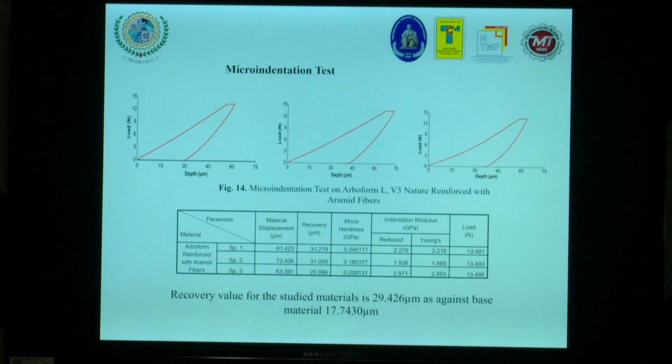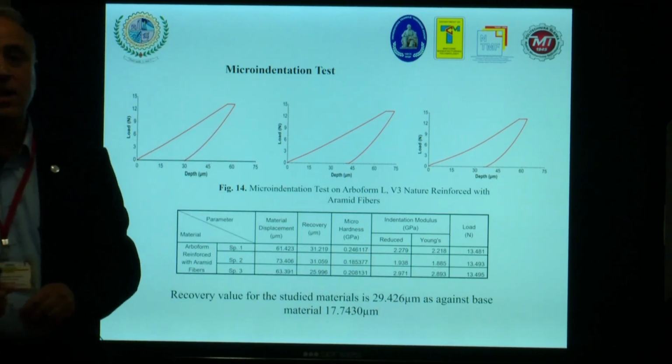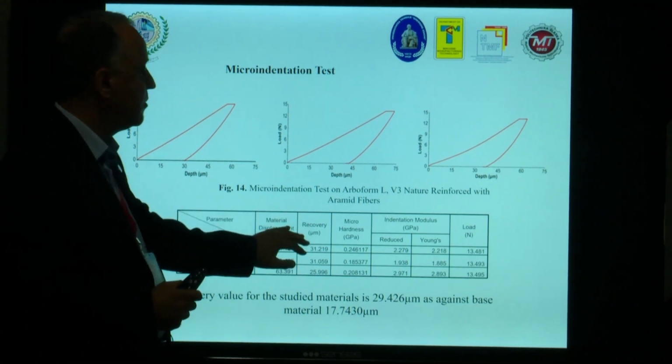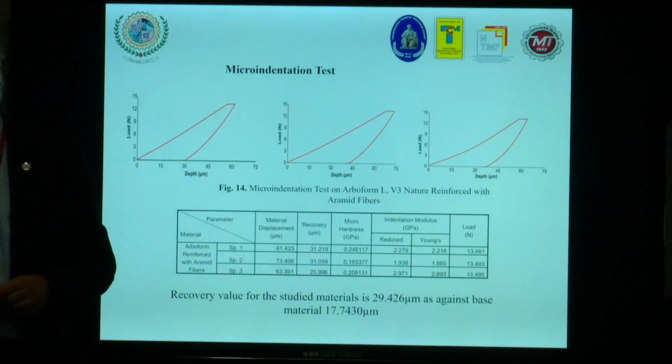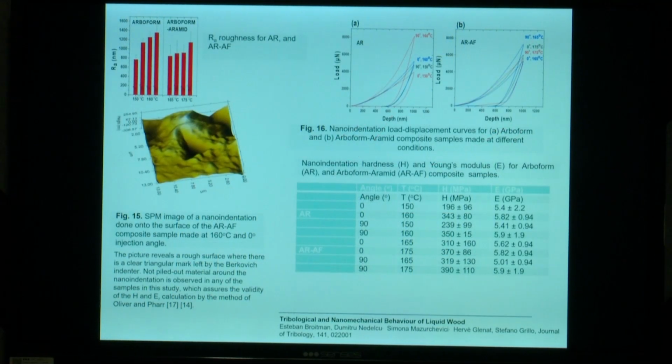Of course, the micro-indentation test for our material, I mean reinforced with aramid fibers. You can see in this case that the recovery for the studied material is 29, as against the base material, which was 70 micrometers. And you can compare, of course, the material displacement and the others. You can see the values that we got after the micro-indentation test.